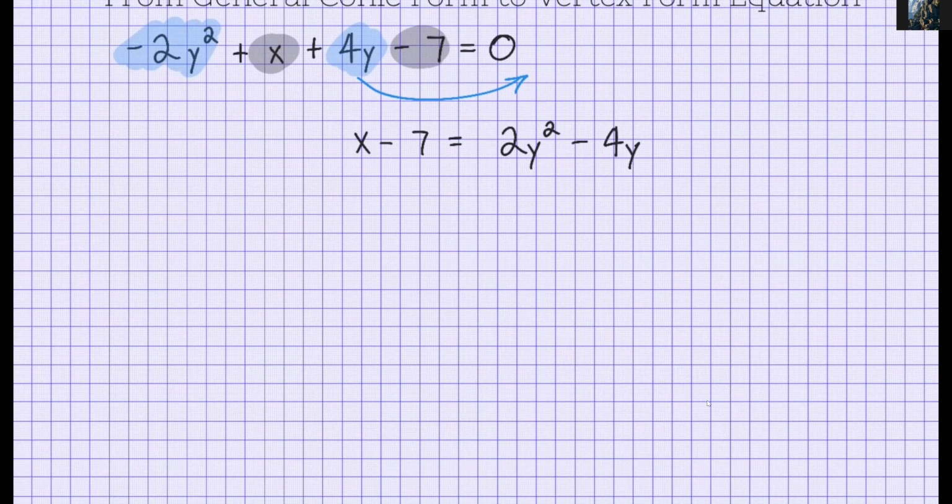Now, we are going to factor the coefficient that is accompanying the y's, and in this case, it is 2. The other side, we'll leave unaffected for now. So I have x minus 7 equals 2 times y squared minus 2y.